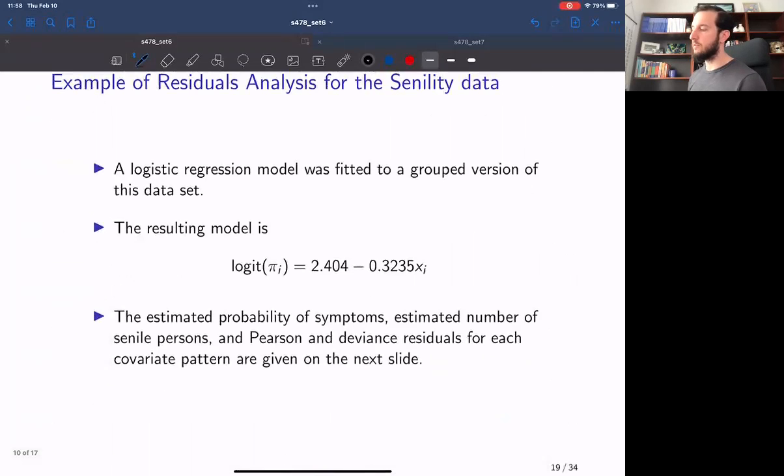So the resulting logistic model is shown here. This would have been fitted in the same way we discussed before. We can use the GLM function, though. We don't need to do this by hand. So we're going to estimate the probability of a person experiencing the symptoms, and then we can estimate the number of people that are going to experience symptoms based off of their WAIS score. And then we will show demonstrations of how to calculate the Pearson and deviance residual. And at the same time, I can explain the definition of a covariate pattern for each of the observations.